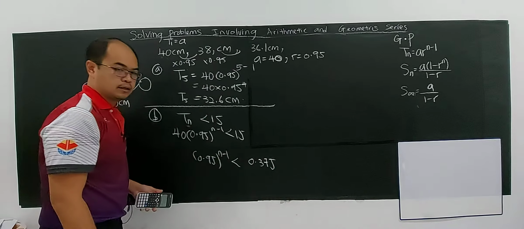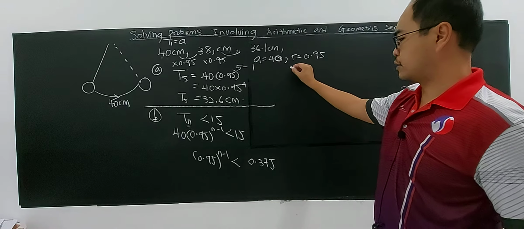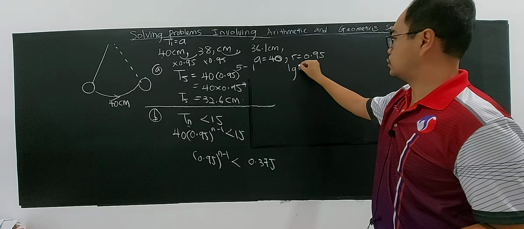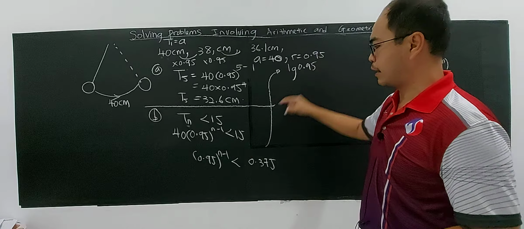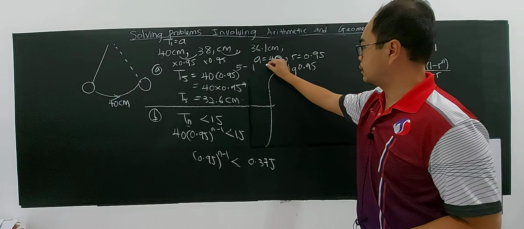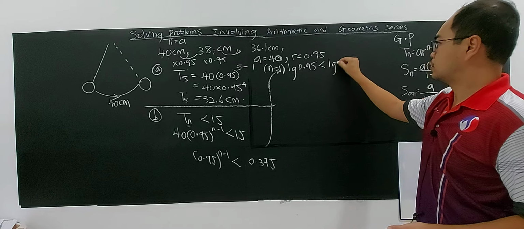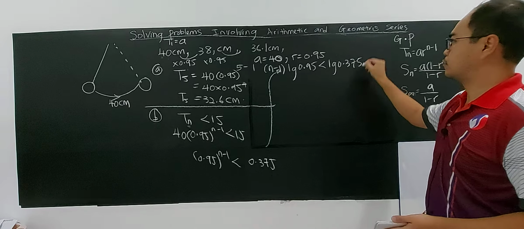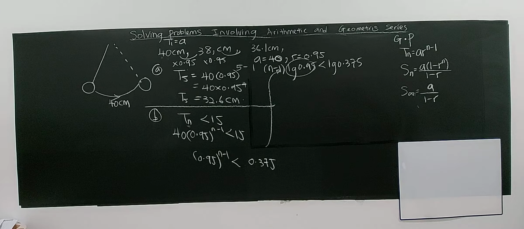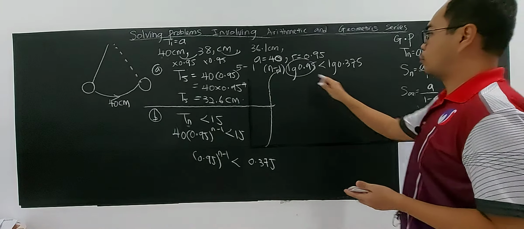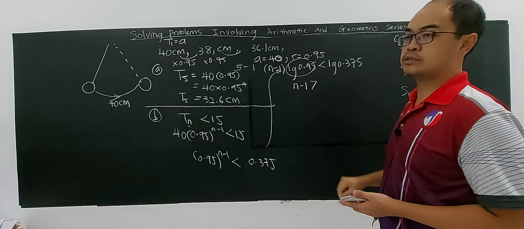0.375. As usual, you put log on both sides, because the numbers don't have the same base. So you put log 0.95. The power of n minus 1 here is why I put the log, to bring down the power. So log 0.95 to the power of n minus 1 is less than log 0.375. Then you have to know that this is actually a negative value if you key it in. So once you divide, you have to change the sign.